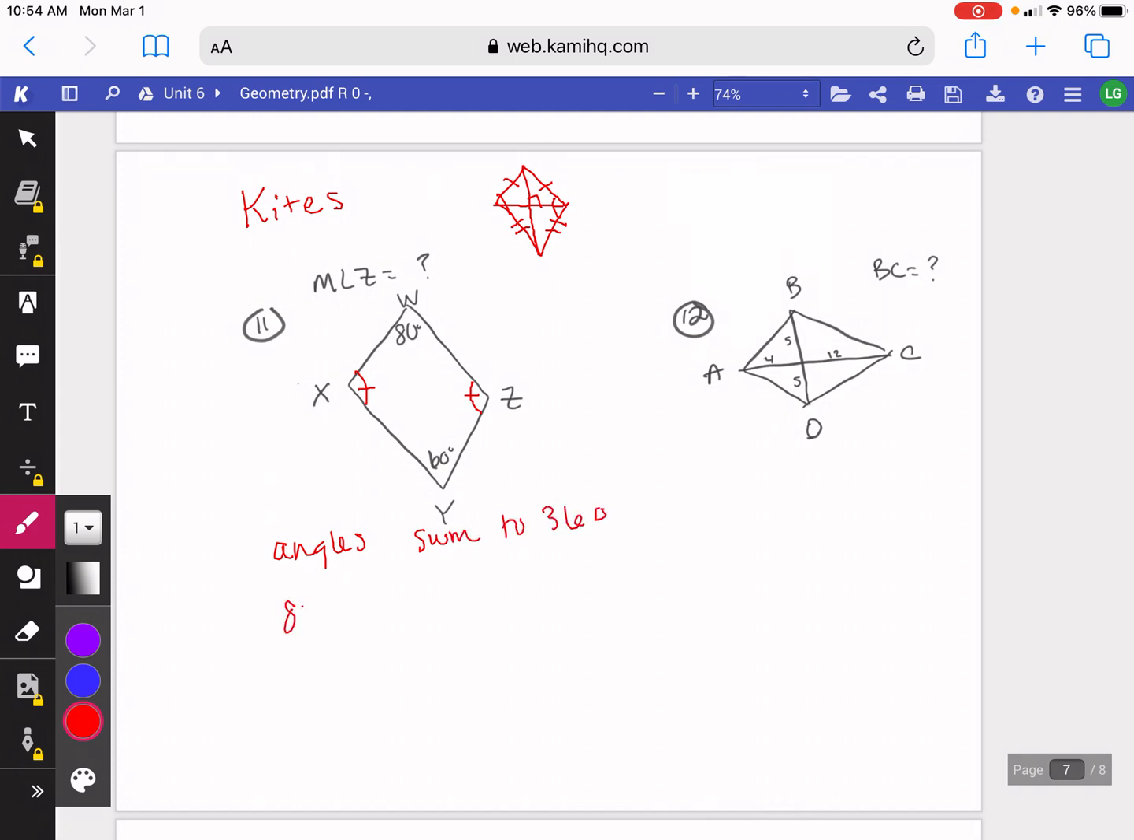So I'm going to add 80 plus 60, that's 140. And I'm going to subtract that from 360. That comes out to 220. So that means angle X and angle Z add up to 220. But since angle X is congruent to angle Z, I know they're equal. So I can divide 220 by 2. And that gives me 110 degrees for angle Z.